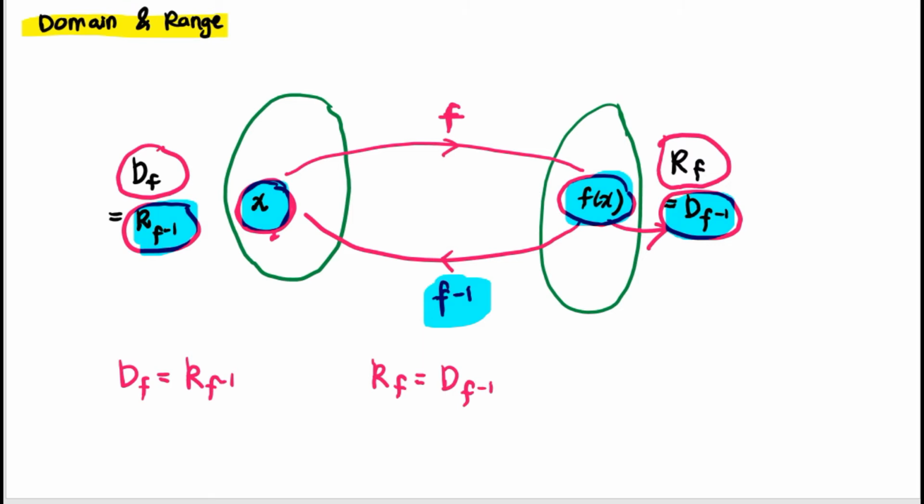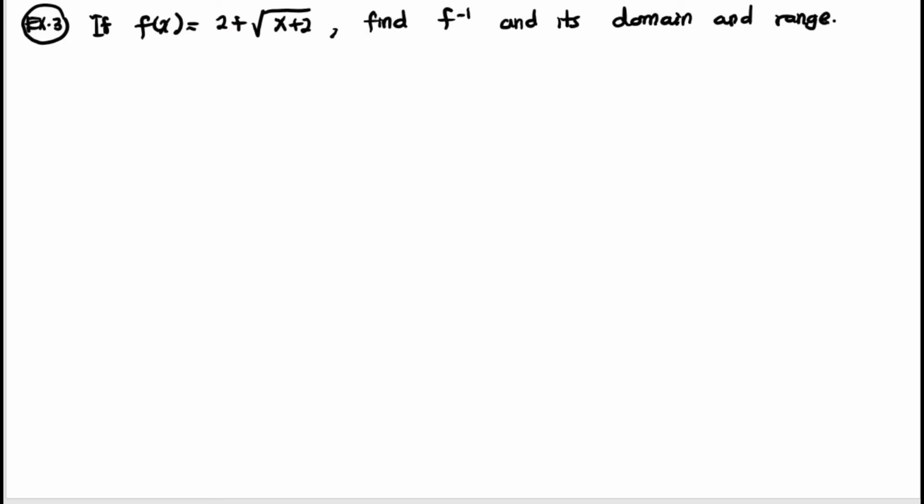Now let's try to see the relation between these. Suppose we have this function. We have to find the f inverse of x. So we let y equal to 2 plus the square root of x plus 2. So I bring y minus 2 equal to the square root of x plus 2. I want to make x the subject.